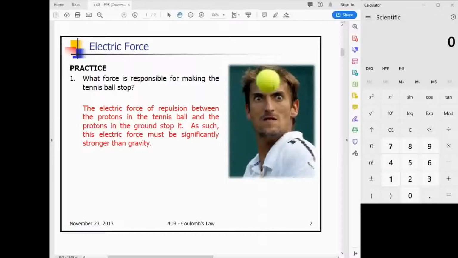So if the force of gravity was stronger than the electric force, the tennis ball would be pushed down even further, and that repulsion wouldn't be strong enough to stop it. This simple little thought experiment proves that the repulsive force of electricity, or the electric force rather, is stronger than the force of gravity.